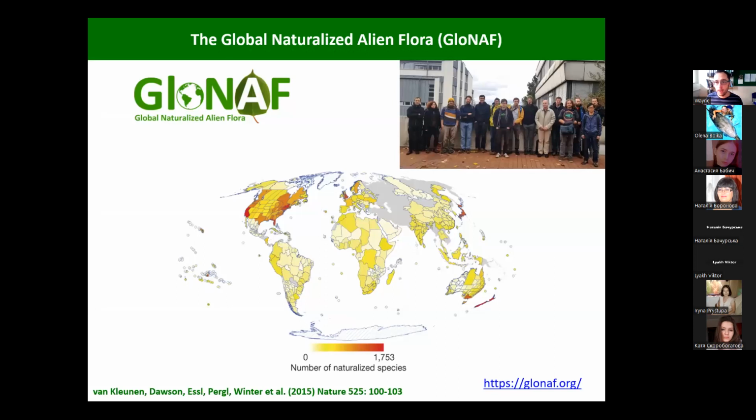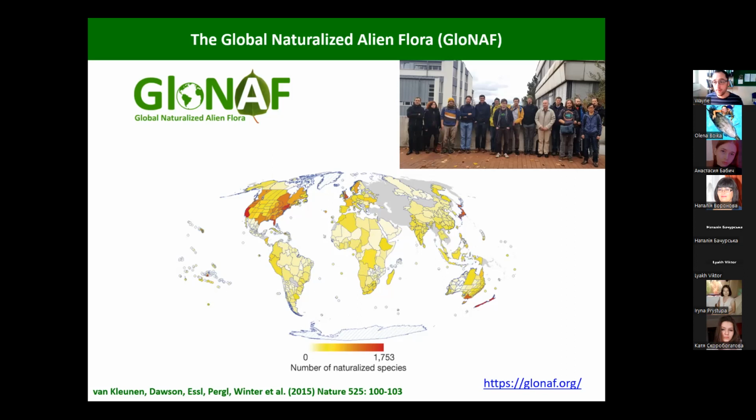And so that's why myself, it wasn't just me, it was a team of European invasion ecologists, decided to build the world's first comprehensive database of naturalized alien or introduced plants. It's known as GLONAF, the Global Naturalized Alien Flora. We came up with this idea back in 2011 while sat in Leipzig in Germany, a whole group of us, and the idea was born. And then around about 2014, 2015, we finally had the first version of this comprehensive database.